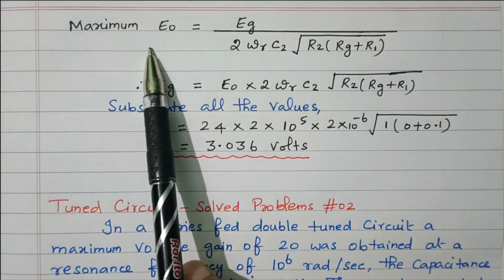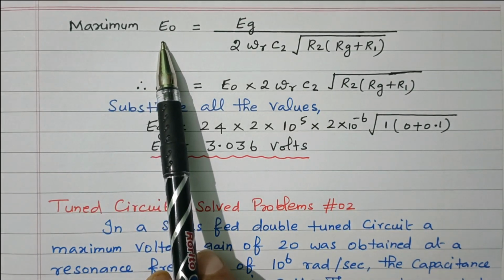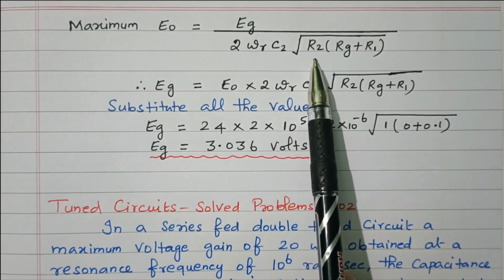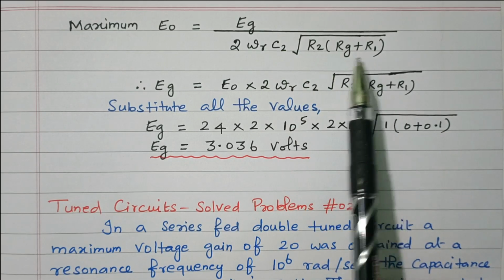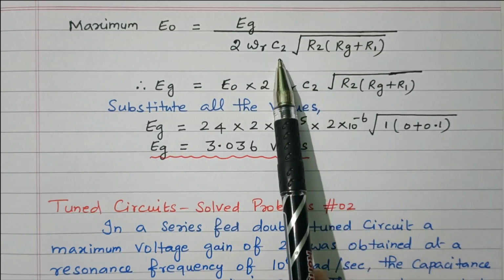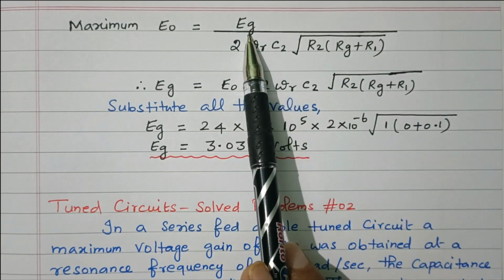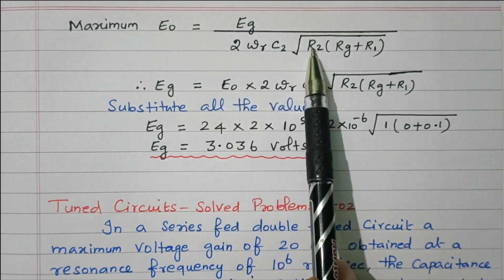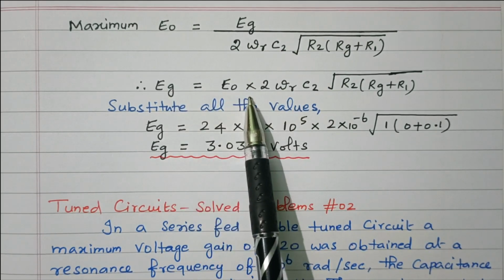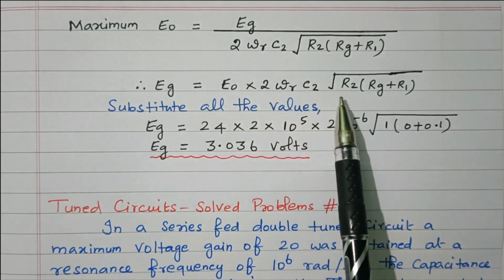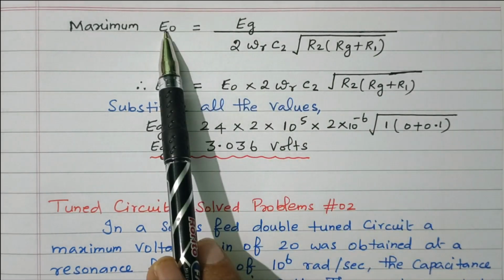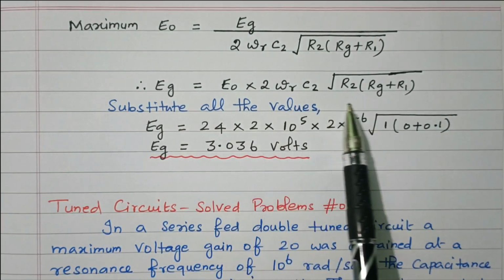The maximum value of output voltage E0 equals Eg divided by 2 omega r C2 square root of R2 into R2 of Rg plus R1. The maximum E0 is given in the problem, and other values are also available. C2 we have now calculated, so we can easily calculate the supply voltage Eg. Now cross multiply, so that Eg equals E0 into 2 into omega r into C2 into square root of R2 of Rg plus R1. All these terms are multiplied with E0. Now all these values are available.